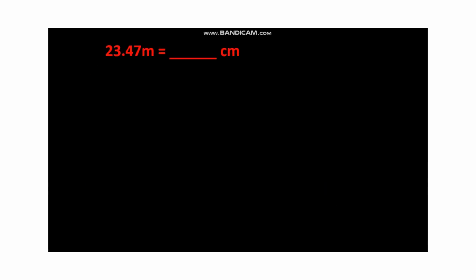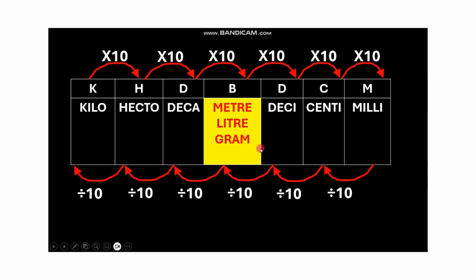So let's quickly look at this example. Here you have 23.47 meter and you are changing it to centimeter. Come back to this table. You are changing from meter to centimeter. You can see you are moving in descending order from big to small, because meter is bigger than centimeter. By what number is meter bigger than centi? 1, 2, so it's by 100. It means that 1 meter equals 100 centimeter.